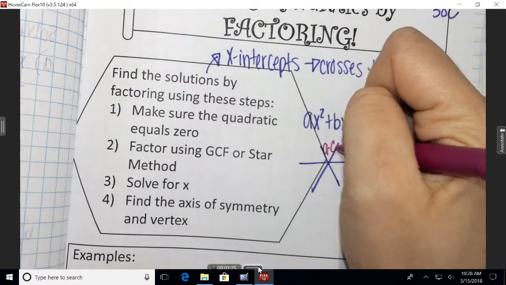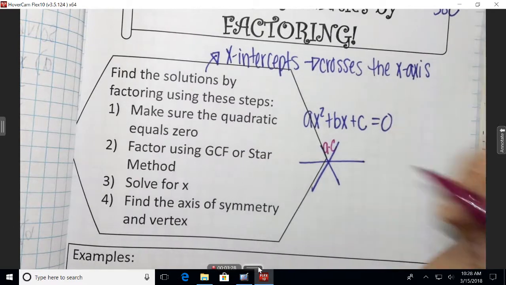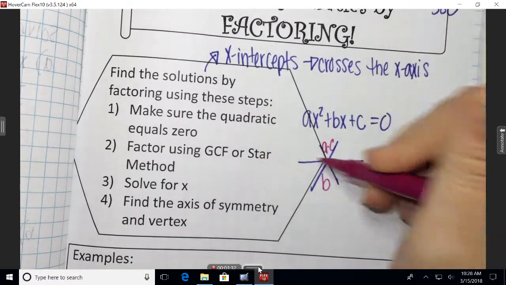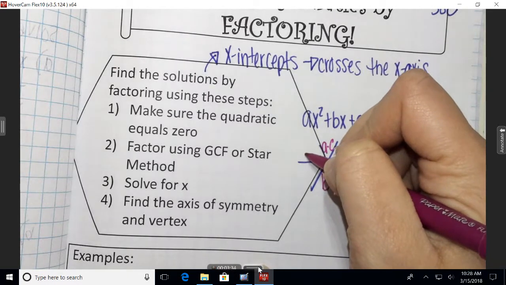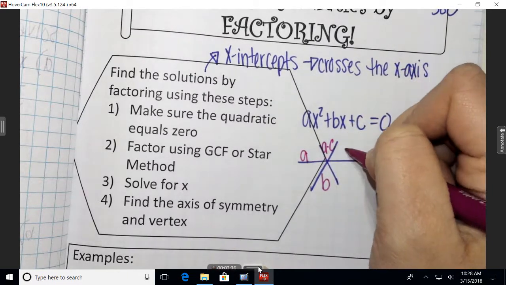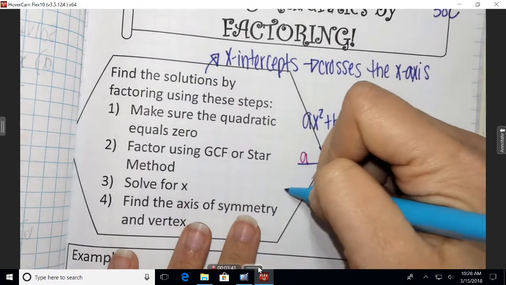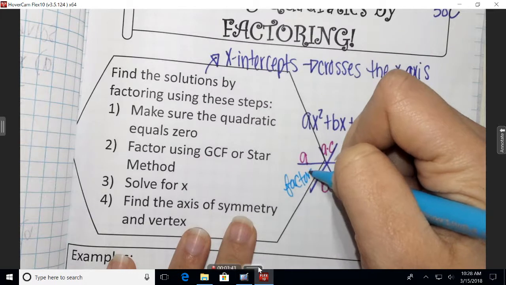Alright, so you would do A times C. What would be in the bottom? What goes on the top, left, and right? Or? And then what goes on the bottom, left, and right? Your factors?